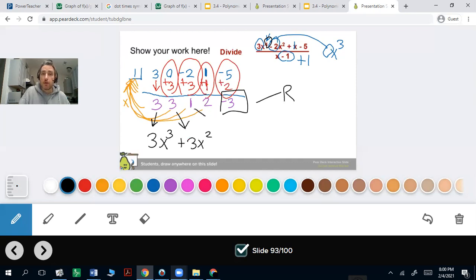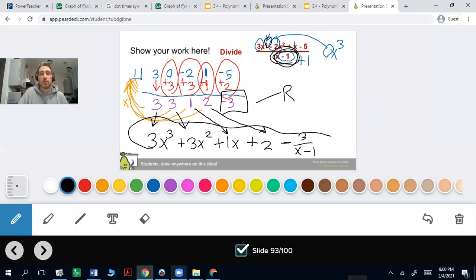Now the 1, you can write 1x. You can just write x if you want. And then that's going to be plus 2. And then remember your remainder, that gets written over your divisor. So it's going to be minus, since it's a negative, 3 over x minus 1. So that is your answer. Hopefully you got something like that. If you need to see a more visually appealing breakdown, look at the next slides.